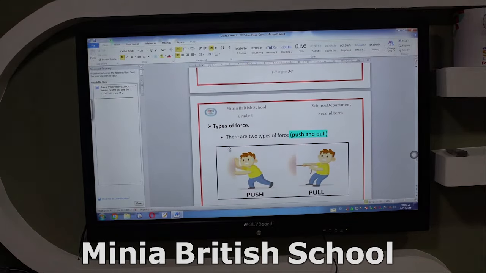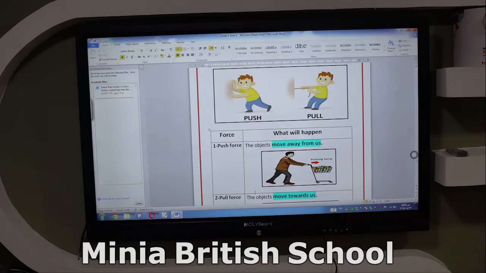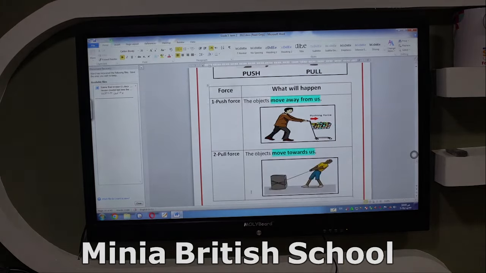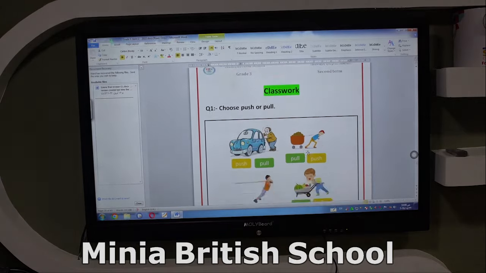We have 2 types of force here, push and pull. When you use the push force, things will move away from you. Look, like this picture. He is pushing away this basket. What about pull force? The opposite. When you use the pull force, objects will move towards you, near to you. So push force, the objects move away from us. Pull force, the objects move towards us, near to us.